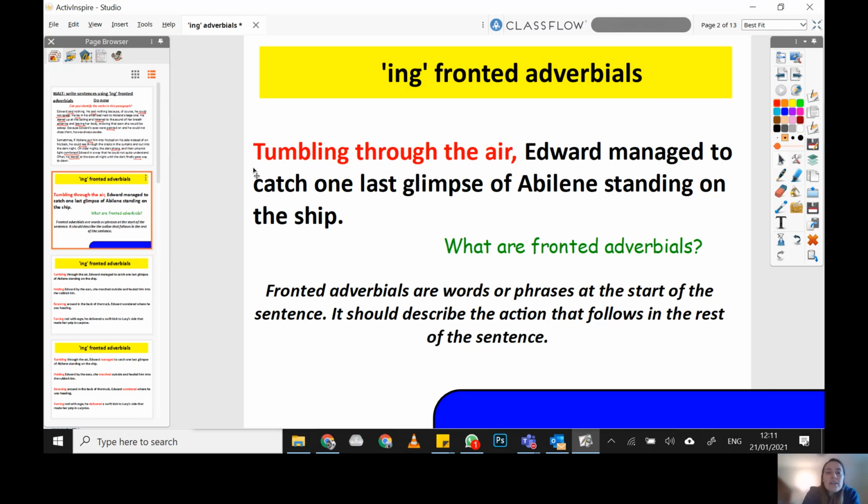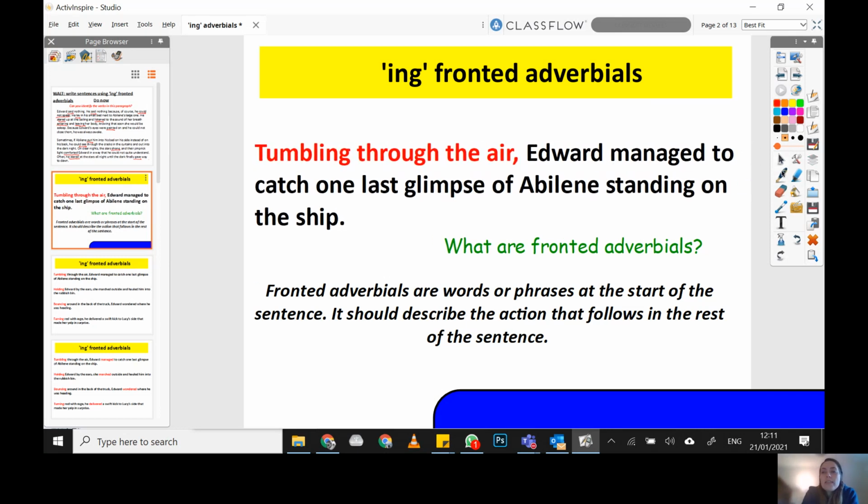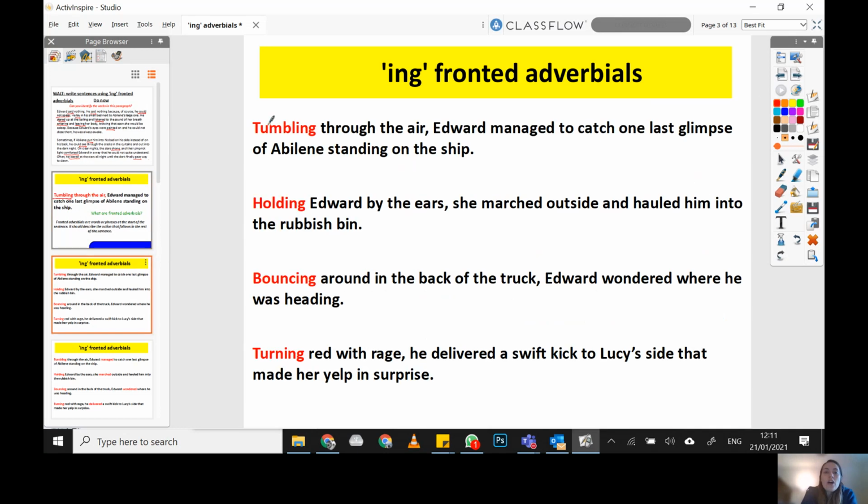So we've got this idea of tumbling. We can picture what's happening to him. He's spinning round and round in the air. And that tells me it's describing the action that follows in the rest of the sentence. I know he's spinning around and round as he manages to catch one last glimpse of Aibileen standing on the ship. So let's have a look at some examples of sentences where the verb at the beginning tells me how it is happening. We've got tumbling through the air. You can picture him spinning round and round.